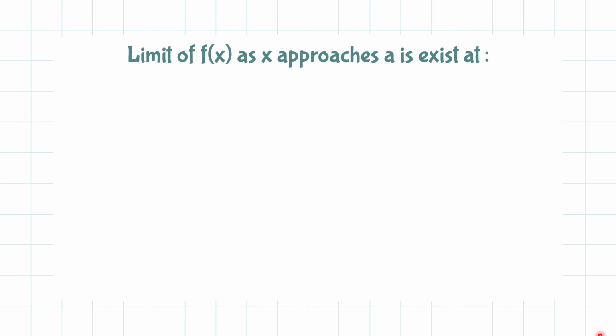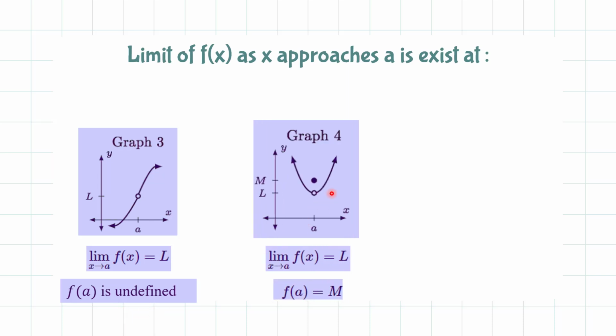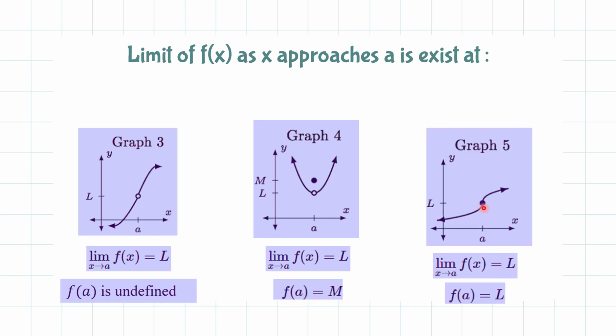Here, the limit of f(x) as x approaches A exists at the first one, in graph 3. You can check that the limit from the left and the limit from the right go to one value of L. And in here, you can check that this is a donut at x equals A, so we can conclude that f(A) is undefined. Graph 4, the limit approaching from left and from right shows you the same value, that is equal to L. In here, f(A) is M. And at graph 5, you can see that the limit goes to the same value, which is also L, and in here f(A) is also L. So in these three graphs, the limit of f(x) exists.